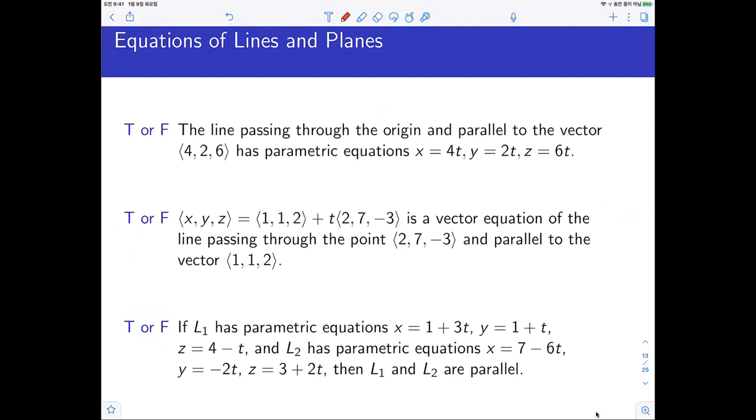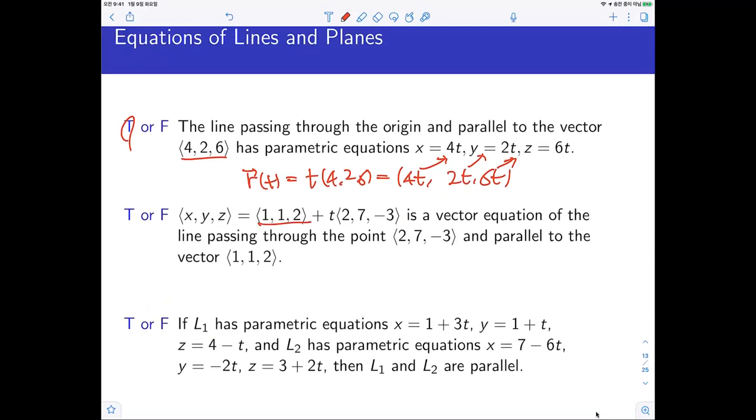Okay, here the line passing through the origin and parallel to the vector 4, 2, 6. The parameterization can be obtained by t times 4, 2, 6, and this is 4t, 2t, 6t. So we get this equation of x, y, and z. So this is true.